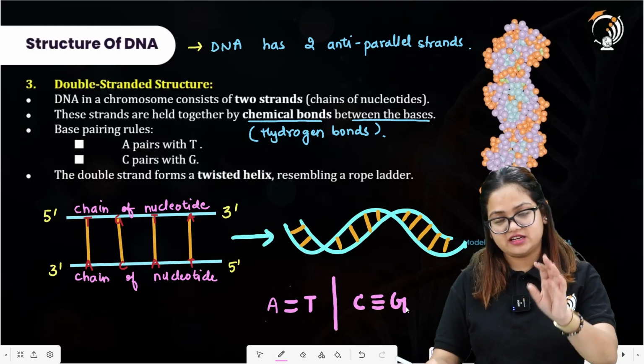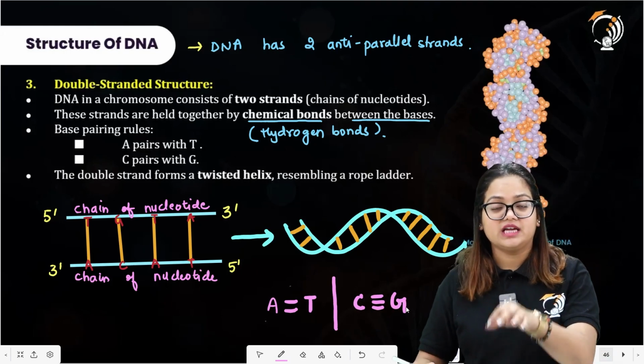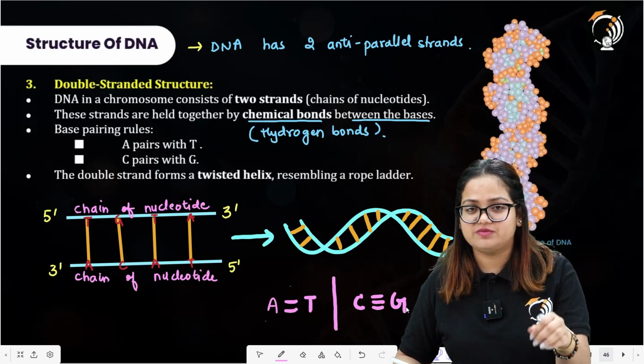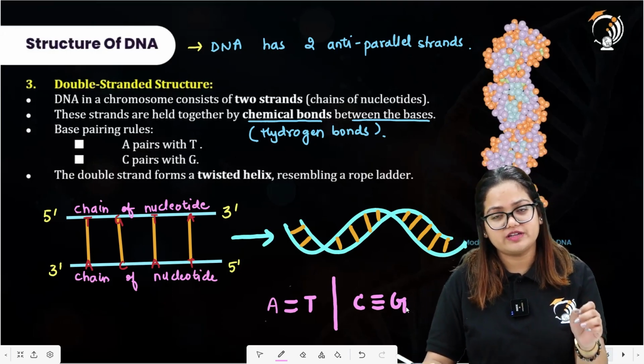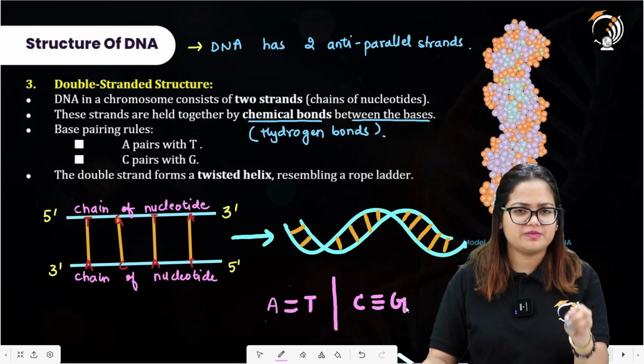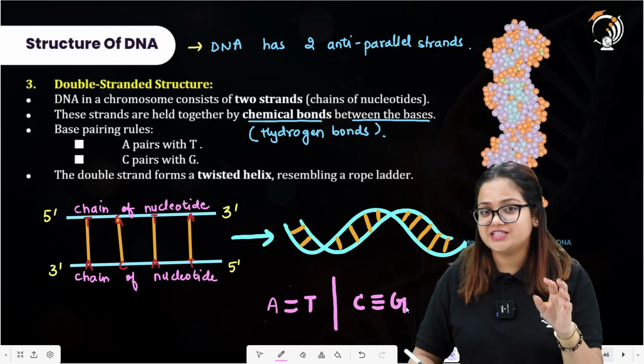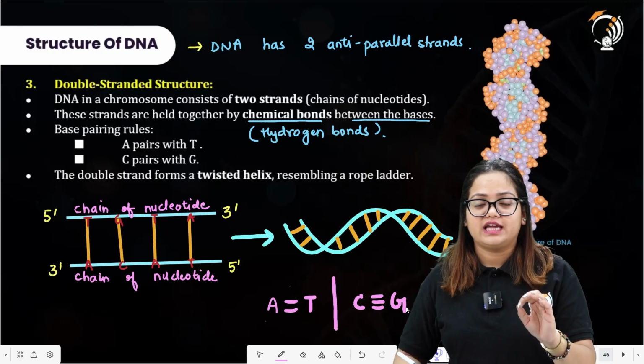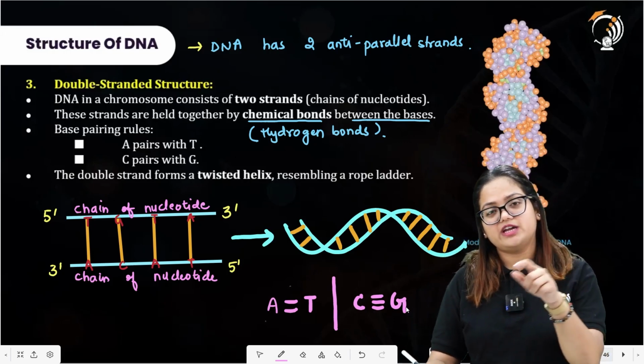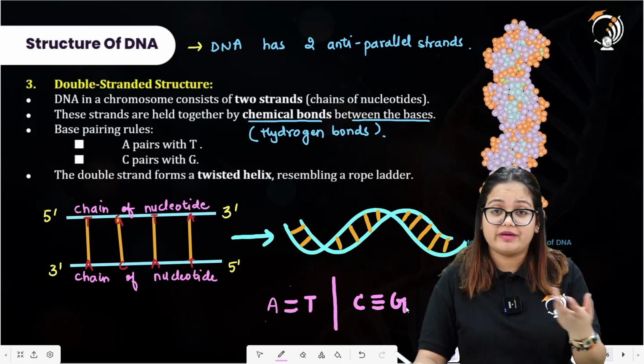This is the rule that adenine will always bind to thymine. Thymine will also always bind with adenine. Cytosine will always bind to guanine and guanine will always bind to cytosine, unless we are talking about RNA. In RNA, the adenine will bind to uracil, or you can also say uracil will bind to adenine only.